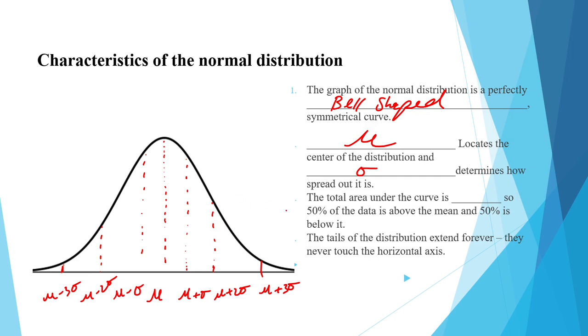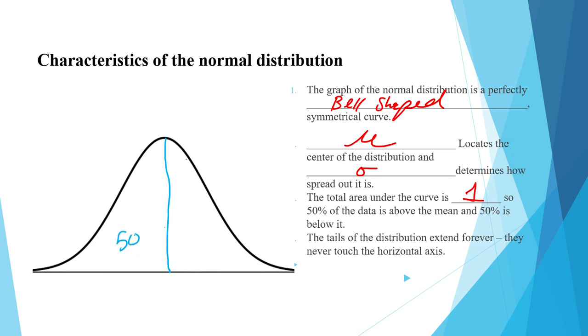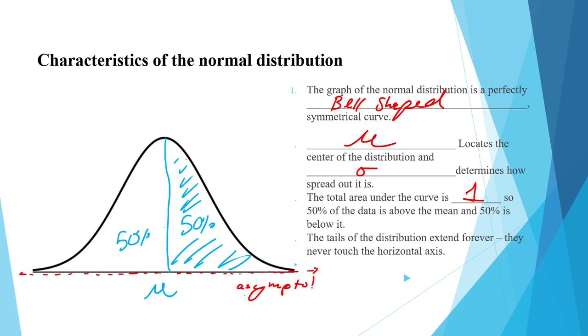The total area under the curve is 1, so 50% of the data is above the mean, and 50% of it is below the mean. Here we have 50% of the data that's below the mean, and another 50% of the data that's above the mean. The tails of the distribution extend forever. They never touch the horizontal axis. If you have ever taken Algebra 2, you will realize the horizontal line down here is an asymptote, which means the graph approaches it forever but never touches the horizontal axis.